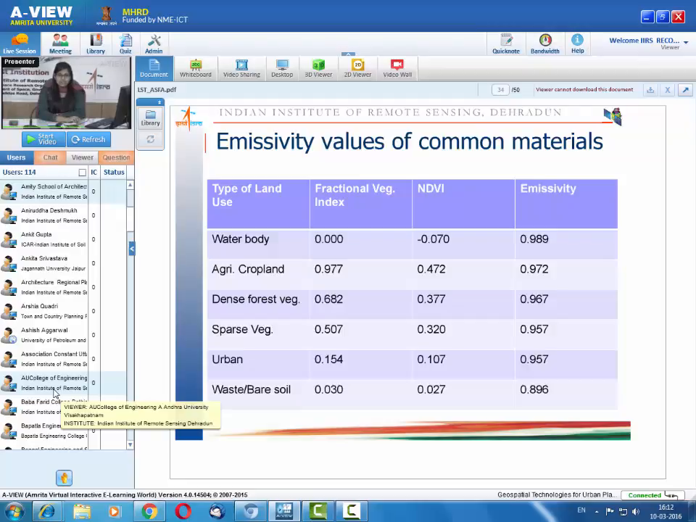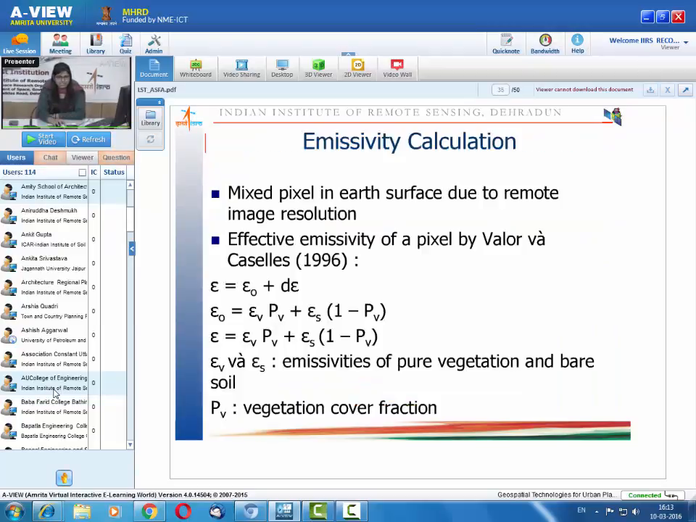We were discussing emissivity. So what are the various emissivity values of common materials? I said the emissivity for a water body, I told you about distilled water, will be 0.99. Water body, it will be 0.989. And for waste or bare soil, it will be the least, 0.896. When I inserted the materials also, for example tin sheds and others, the value came down to 0.1 and 0.2 as well. We have already discussed this in the previous slide.